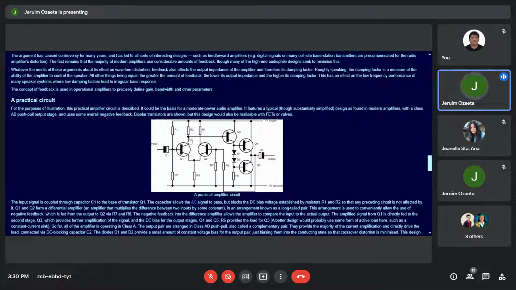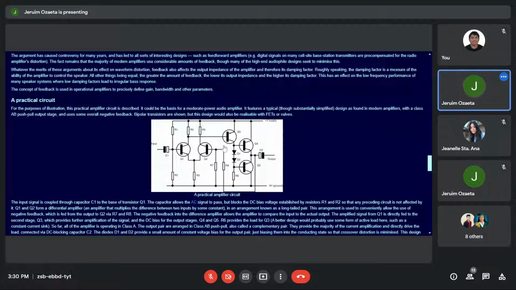So the output of Q1 is being processed by Q3 and becomes the input of the Q4 and Q5. Q4 and Q5 are push-pull amplifiers, class AB amplifiers, whose output is determined by the biases at the base through D1 and D2 through R6.